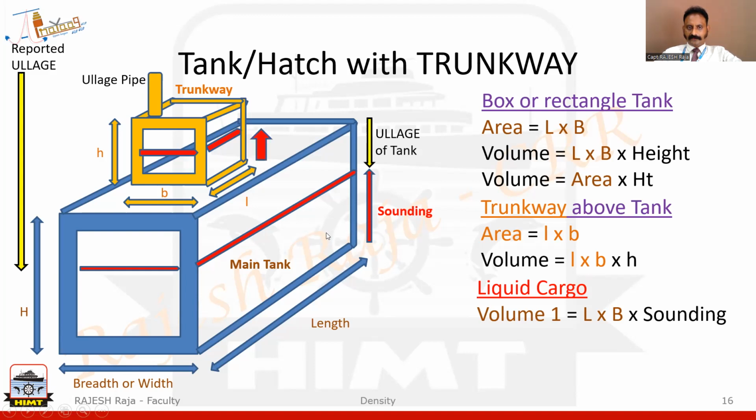Now let us look at this feature. So you will have a small sounding here, you will have a small ullage here also. And right now, if somebody had taken measurement from the ullage pipe, you will see this will be the reported ullage. So now you can see I have volume 2 also. This volume 2 is a small l, small b, and the small red color arrow, which is talking about the sounding only in the trunk.